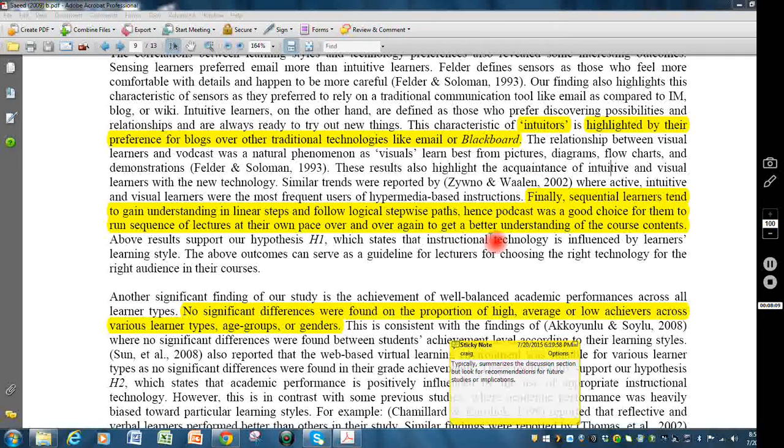Okay, and then another finding was that there were no significant differences among the two different learning styles in terms of high, average, or low achieving. So that was pretty interesting as well.